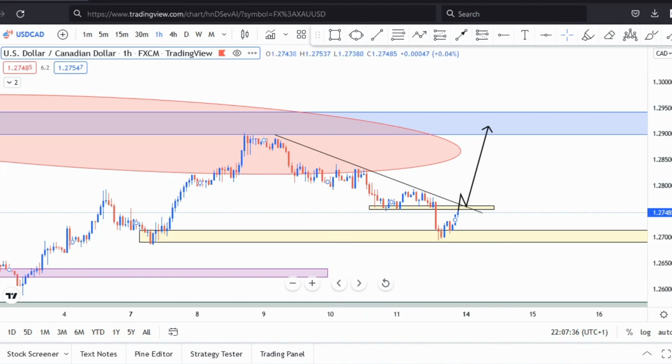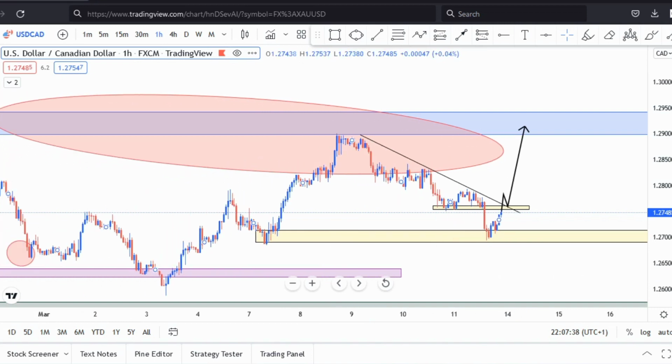So this generally has been my analysis for USD CAD. I hope it's been helpful. Next, I will talk about my analysis for USD Swiss franc.